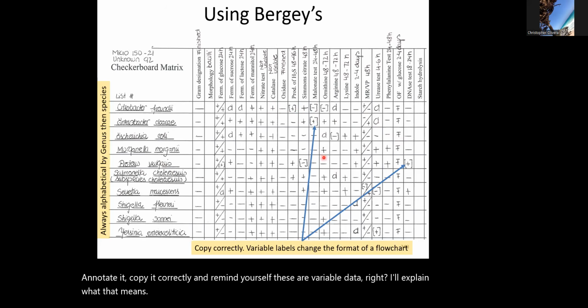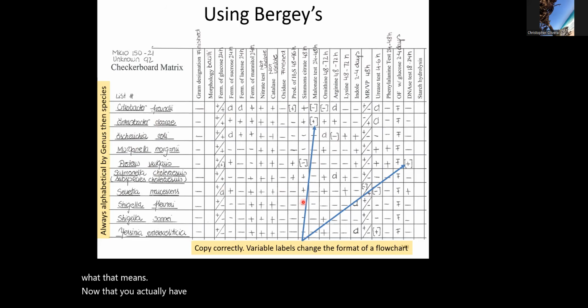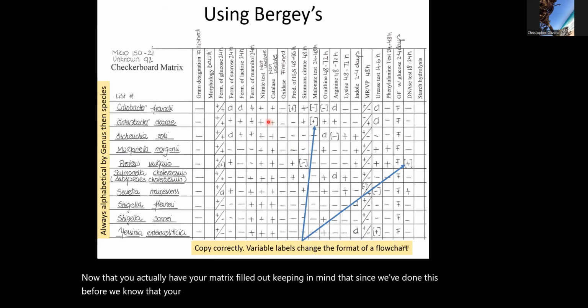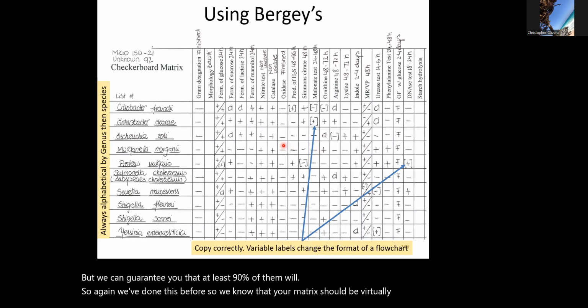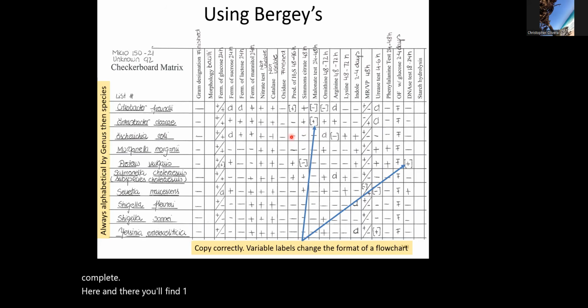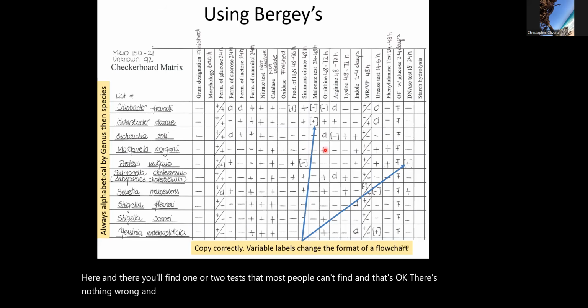Now that you actually have your matrix filled out, keeping in mind that since we've done this before, we know that your matrix should fill up. Now, it probably won't fill up to 100% of all the squares, but we can guarantee you that at least 90% of them will. So again, we've done this before. So we know that your matrix should be virtually almost complete. Here and there, you'll find one or two tests that most people can't find, and that's okay. There's nothing wrong. And even more so, let's just say it is available, but you don't find it. There's ways around it, just that means more work on your side.